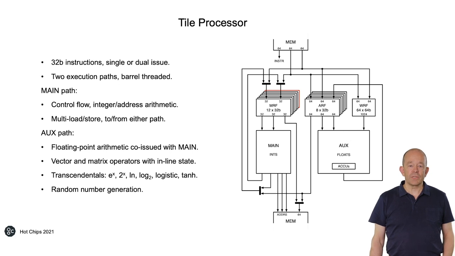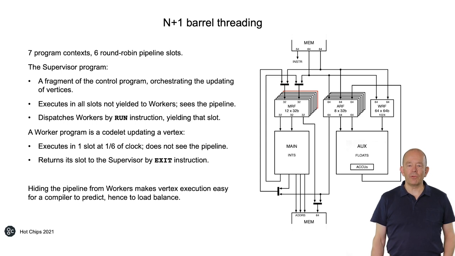As well as the ubiquitous matrix algebra of AI, the tile processor has instructions for various transcendentals and a rich random number capability. The barrel threading of the tile processor is unusual in that there's one more thread context than there are slots in the barrel. The contexts represent a supervisor thread and up to 6 worker threads. Initially, all 6 execution slots belong to the supervisor. The supervisor's job is to do housekeeping and to launch worker threads to do the floating point heavy lifting.